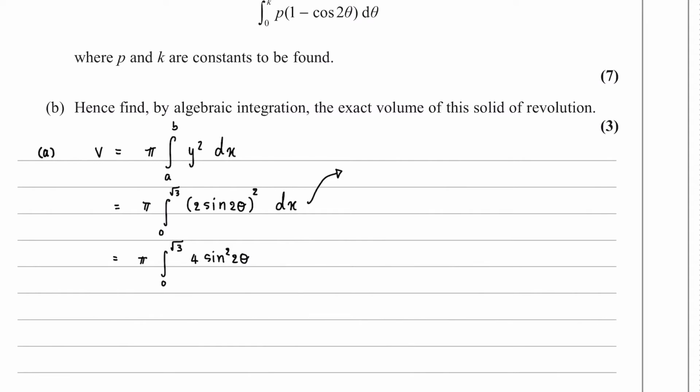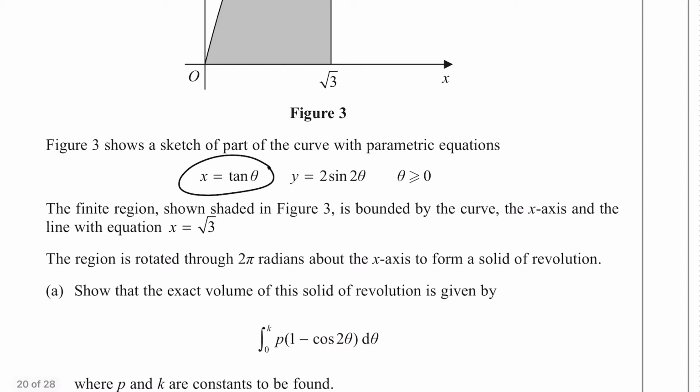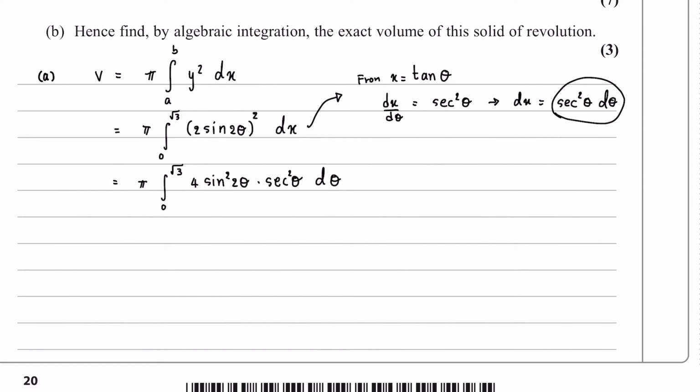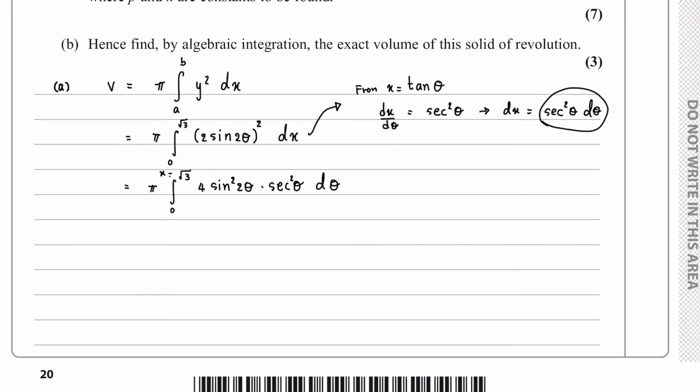So we know that from x equals tan theta, we can find dx by d theta. When we differentiate tan, we get sec squared theta. dx will be sec squared theta d theta. That's dx in terms of d theta. Now we can just replace dx by sec squared theta d theta. And then you can see that the upper and lower limits are still not in terms of theta. These are the values of x, not theta. So we just have to change the upper and lower limits.